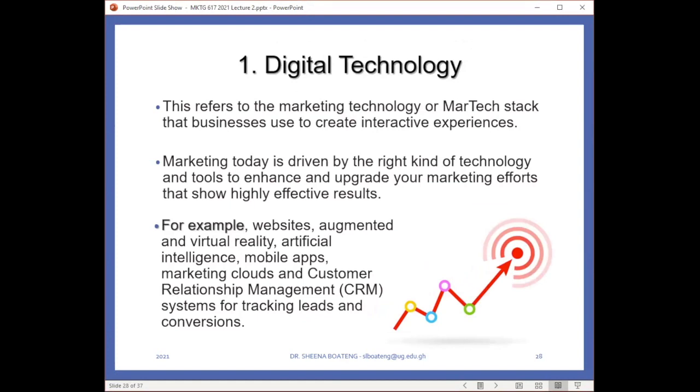Today we can talk about the fact that marketing is driven by technology, but not just any technology, because not all technology is a good fit for a firm's e-marketing strategy. So you need to be able to determine the right kinds of technology and tools that will enhance and upgrade your e-marketing efforts so that you can achieve effective and efficient results.